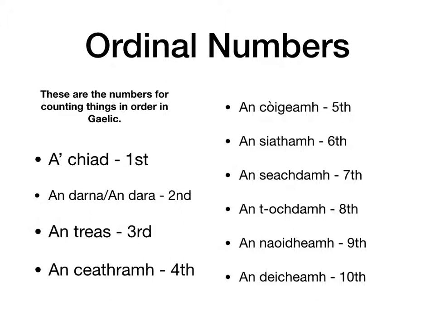So if you can get those three sorted out, the ciad, the dara and the treas, then you have "ceathramh", and simple as anything after that: còigeamh, siathamh, seachdamh, ochdamh, naoidheamh, and deicheamh.